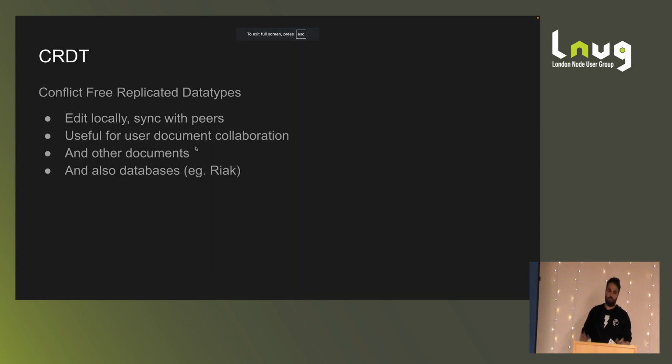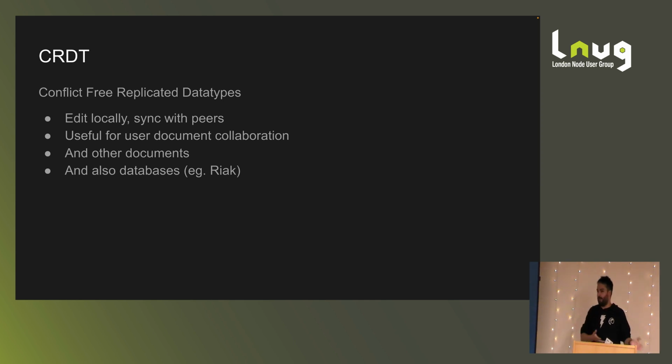The way this works, that synchronization, is made possible by a type of object called a CRDT, a conflict-free replicated data type. This basically gives you the property of being able to change an object locally and then synchronize it with other peers. It's resilient to things like partitioning and merge conflicts. It works really well for document collaboration, Google Docs style, like what I just showed. But you can also have more abstract documents.